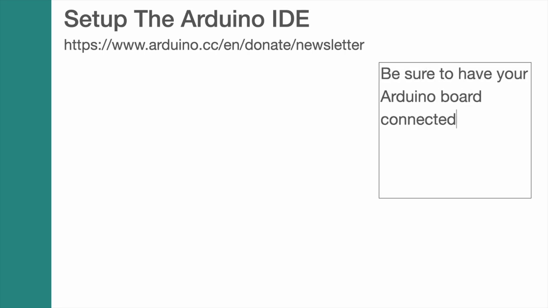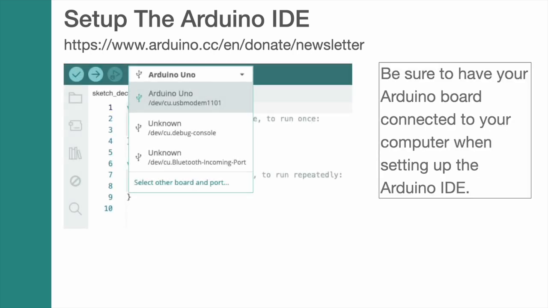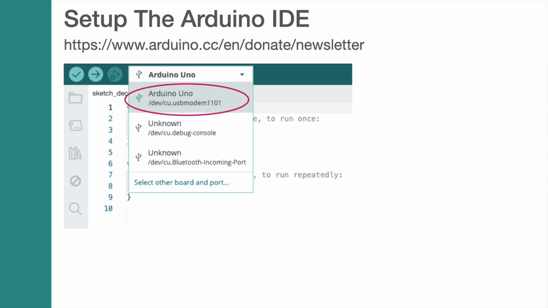With that said, when you go to start up the Arduino IDE for the very first time, make certain that the Arduino board is plugged into your computer. And what you'll do is in the upper left-hand corner, you'll select that drop down and you'll find your Arduino board. Now here, the Arduino board, in my case, I'm using the Arduino Uno, which you will as well if you're purchasing this starter kit. You'll see the modem or the USB modem 1101, right? That is your Arduino board.